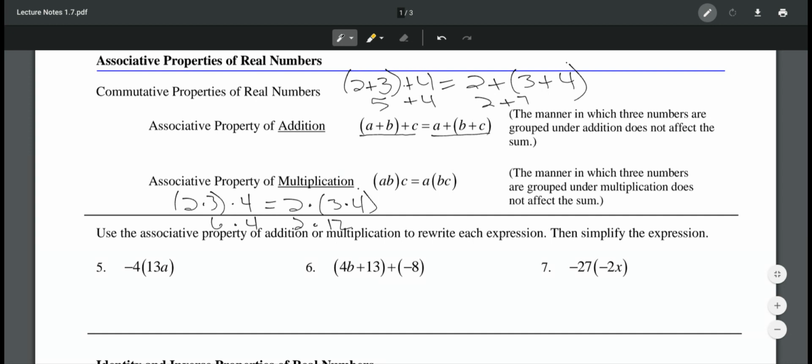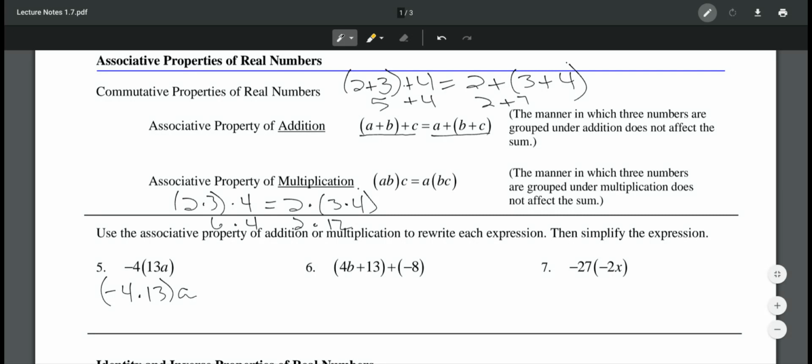So in 5, 6, and 7, it is asking us to use the associative property for either addition or multiplication to rewrite. So that means we're going to move the parentheses. Now, since the parentheses on number 5 are in the back and it's grouping the 13 and the 4 or the A together, I'm going to slide them forward this time. So I'm going to keep the same order, -4 times 13 times A.